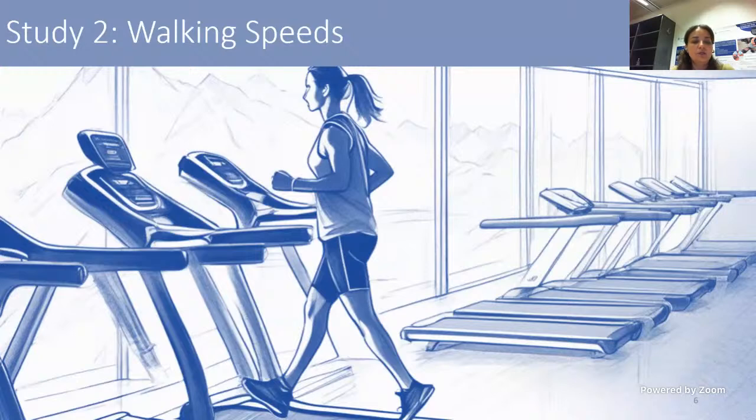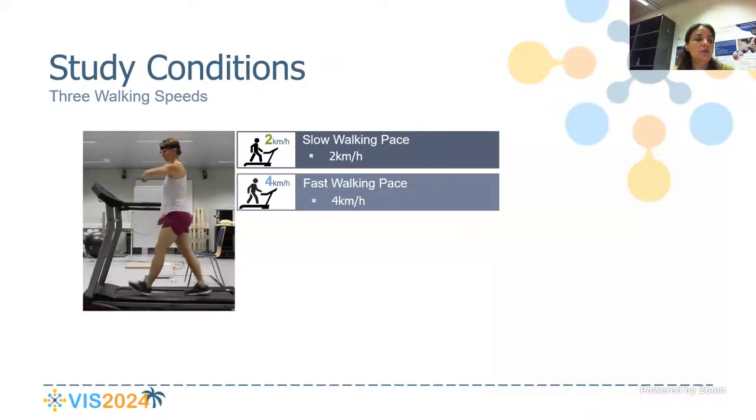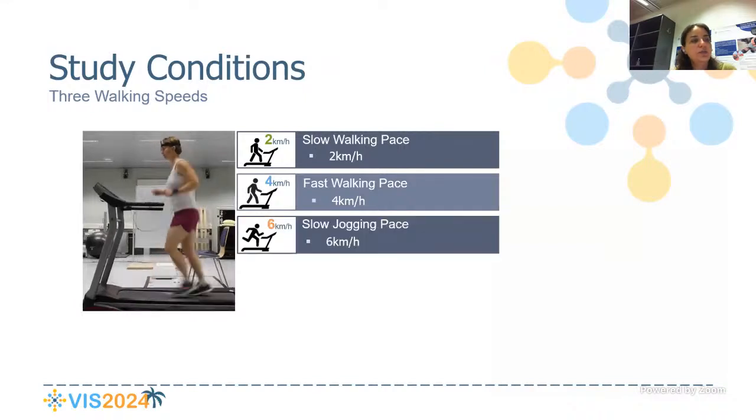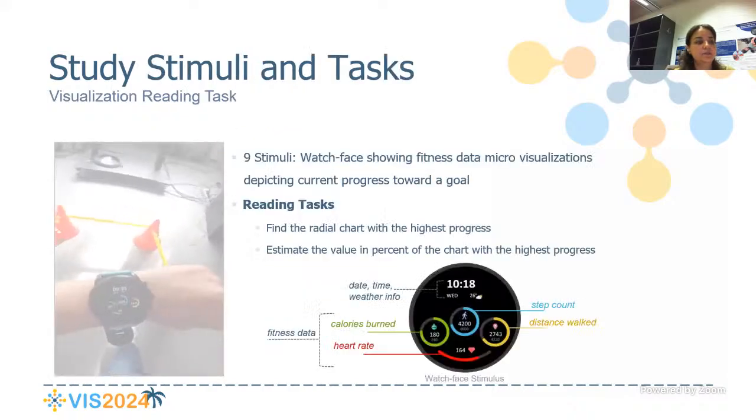In the second study, we explored microvisualization reading with 3 walking speeds, and to control the walking speed, we used a treadmill. So we operated the treadmill at a speed of 2 km per hour for the slow walking phase, 4 km per hour for the fast walking phase, and we asked participants to start jogging at the 6 km per hour speed, which was the fastest. Also, we included 2 sedentary conditions as baseline, including sitting on a chair and standing.